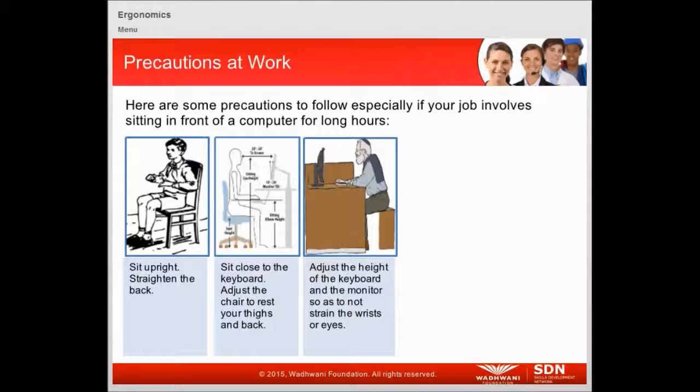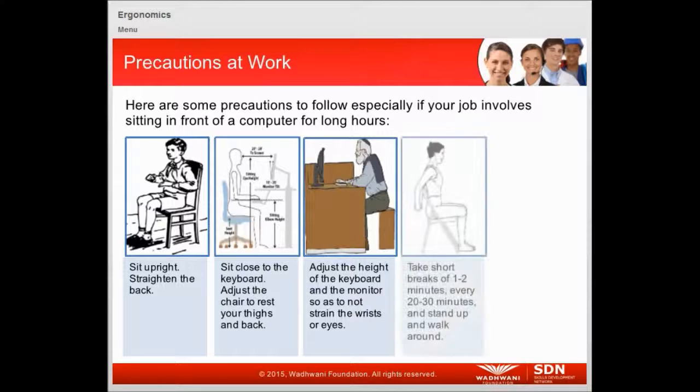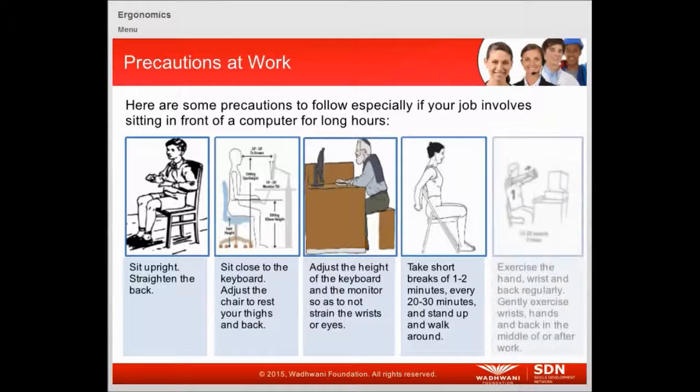Take short breaks of 1 to 2 minutes every 20 to 30 minutes to stand up and walk around. Walking flexes the muscles and also eases the strain on the eyes. Exercise the hand, wrist, and back regularly. Gently exercise wrist, hands, and back after long hours or in between of work.